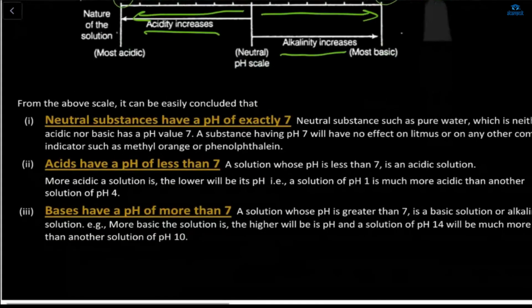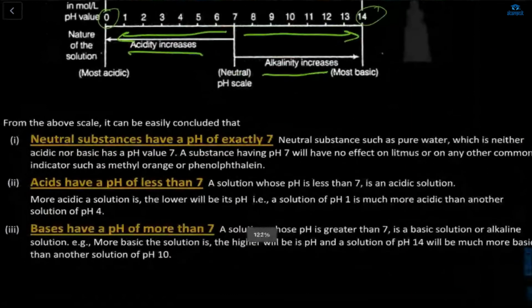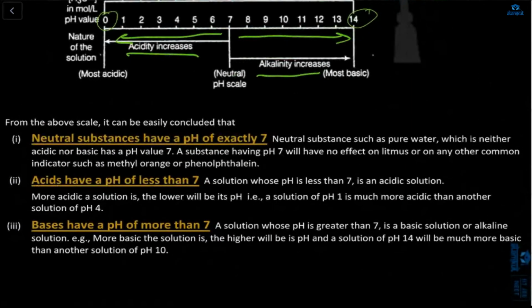You have to go through these notes, then you will get to know everything. Each point will be clear. What is neutral? Neutral is my 7, you already know. A neutral substance has a pH value of exactly 7, such as pure water.